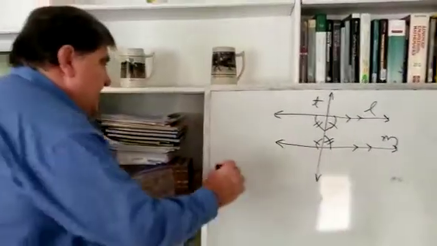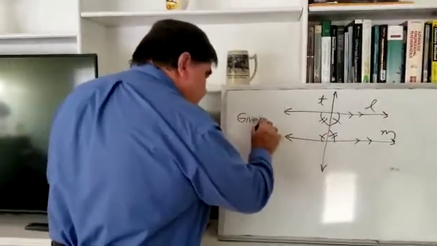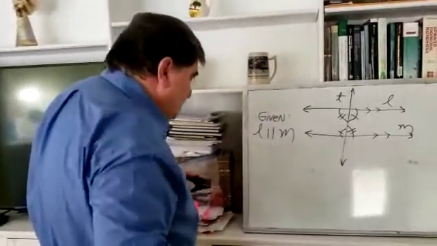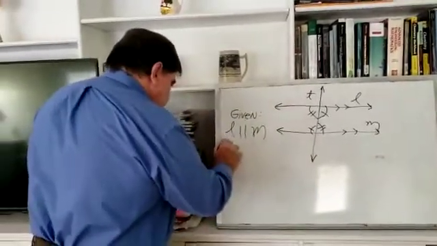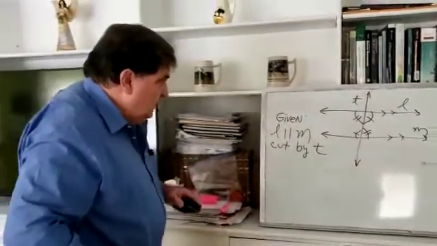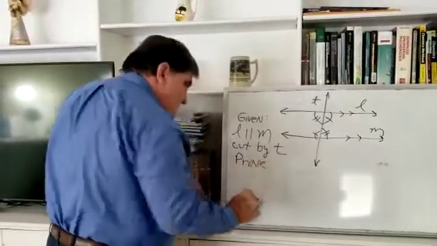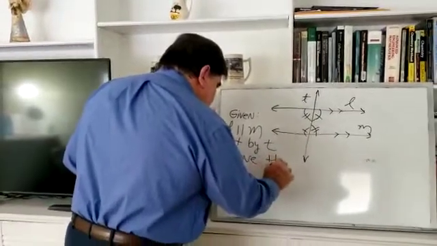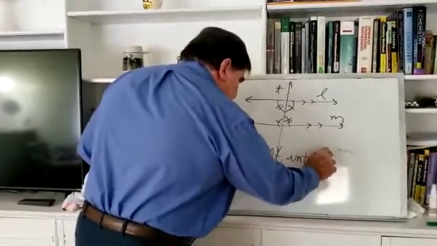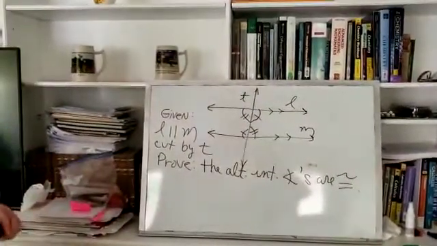So let's begin. Given two parallel lines, L parallel to M, cut by a transversal T, we need to prove the alternate interior angles are congruent. That's what we're going to prove.